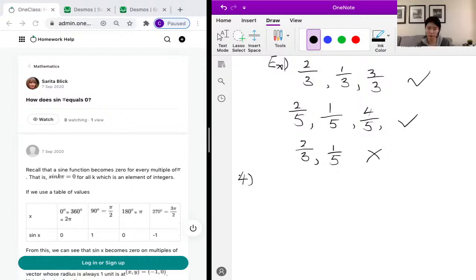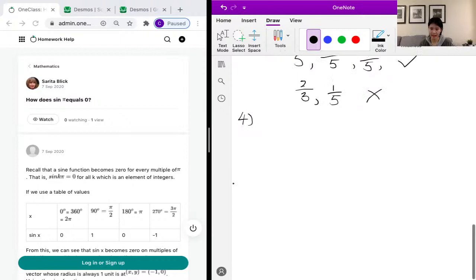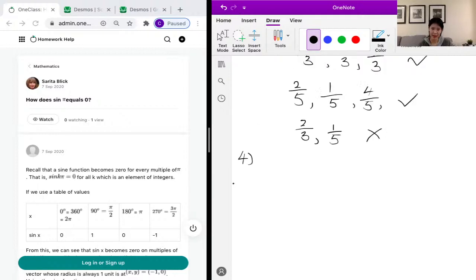So now, this question asks us, how does sine of pi equal 0? Sine of pi equals 0.